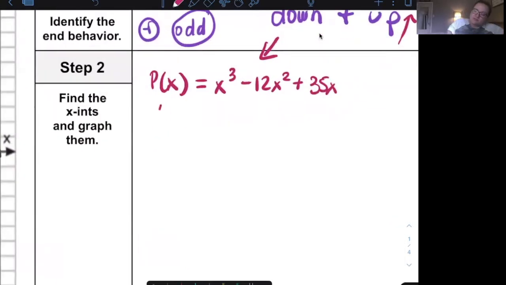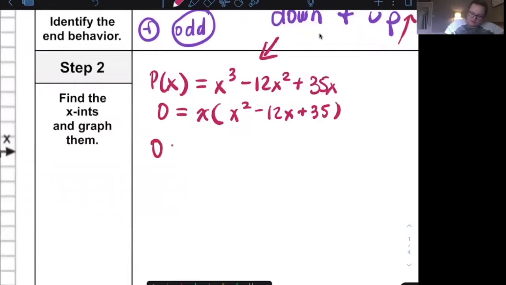So the first thing we want to do is make y or p of x 0. Then the next thing I want to look for is, can this be factored? Well, x cubed, negative 12x squared, and 35x all have an x in common. So I'm going to factor that out of each term, and I'm left with x times x squared minus 12x plus 35. Then we set each factor equal, or actually, we're not done factoring. X squared minus 12x plus 35 can be factored even further.